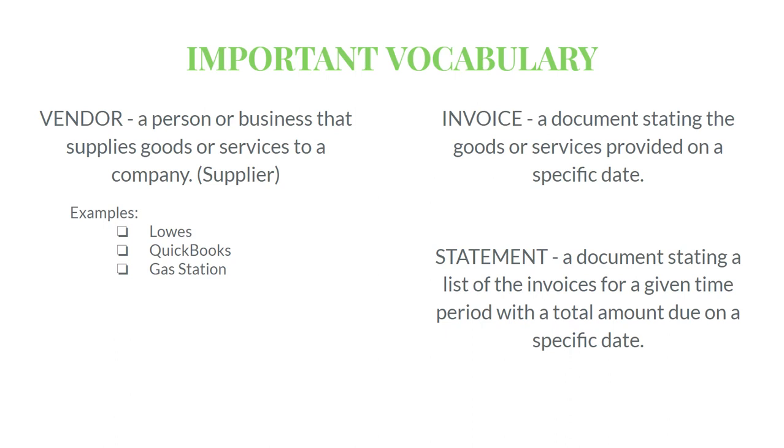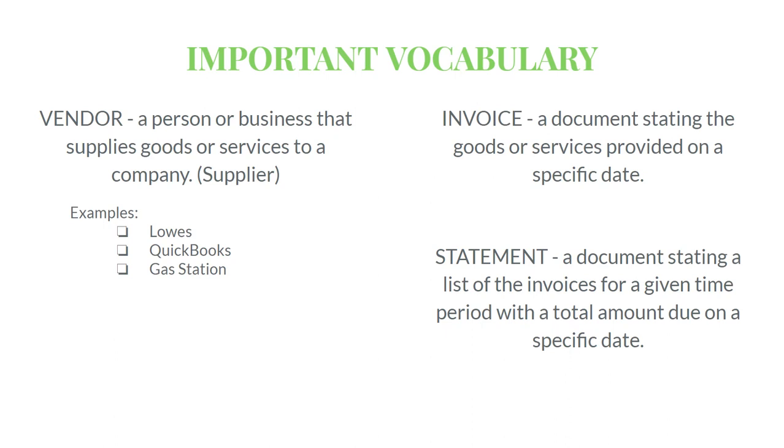To the side here, I also have the vocabulary of an invoice and a statement. This can sometimes be a very basic confusion for people that are new to bookkeeping. And every once in a while, an invoice and a statement can be confused as you're receiving it from a business, from a vendor. But an invoice is a document stating the specific good or service provided on a very specific date. But it may not need to be paid right away, as invoices are generally collected into a statement. Statement down below says a document stating a list of the invoices for a given time period with a total amount due on a specific date.